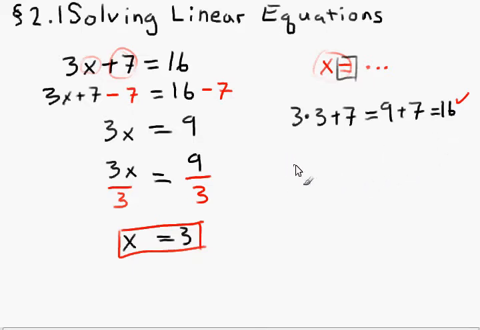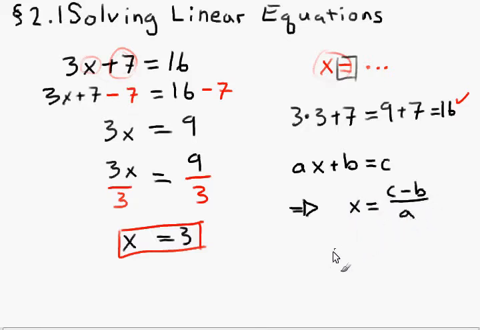In general, if we have something of the form ax + b = c, then that means that x is equal to (c - b) divided by a.